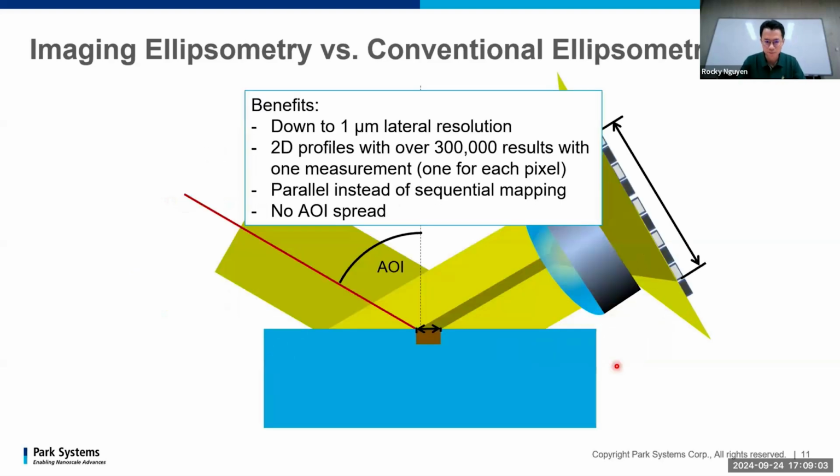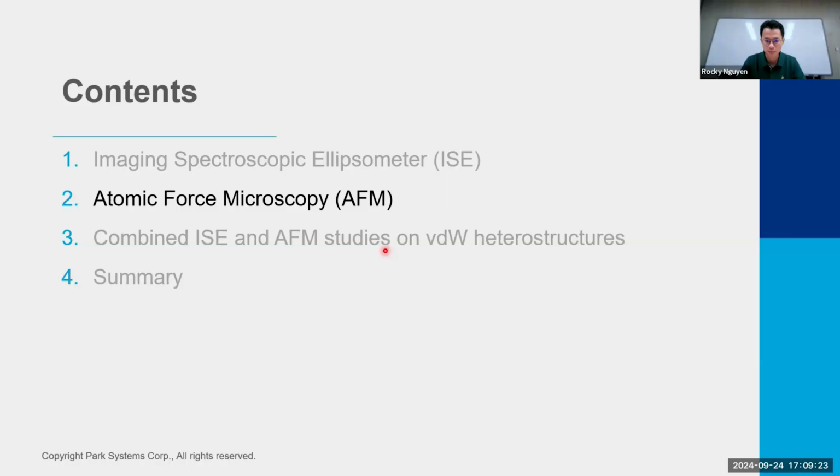So to sum up, the benefits of imaging ellipsometry include the very high lateral resolution, and also we can achieve as much as 300,000 results or more in one single measurement. And also there is no AOI spread thanks to the collimated parallel beam. So that's all for the overview for the ISE.